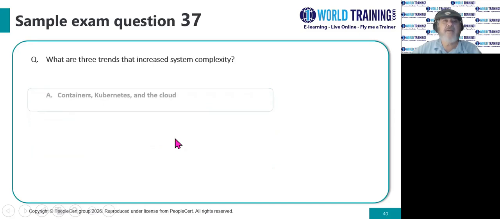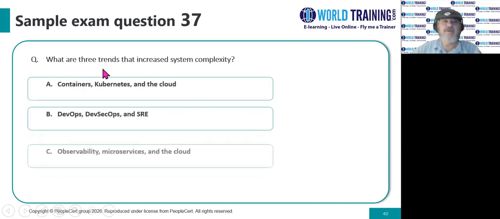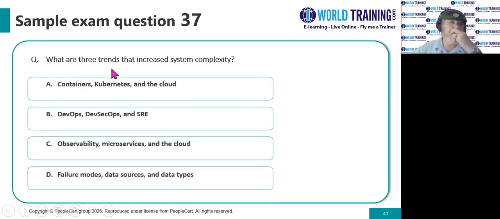Yeah. Question 37, what are 3 trends that increase system complexity? Containers, Kubernetes, and the cloud. Yeah, you could say that. DevOps, DevSecOps, and SRE. Possibly, but not so directly. Observability, microservices in the cloud. That's a better answer, the more general answer. C, failure modes, data sources, and data types. It's not a bad answer either, but I think C is a stronger answer.